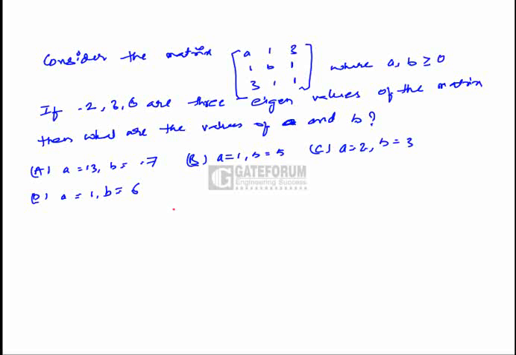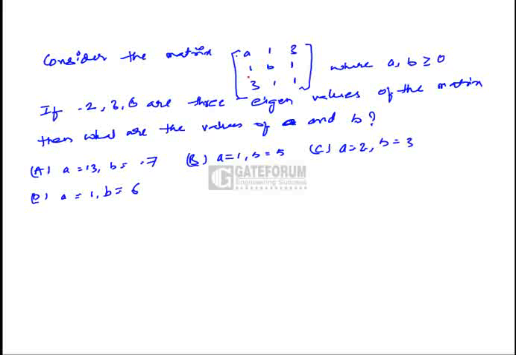Consider the matrix A 1 3, 1 B 1, 3 1 1, where A, B ≥ 0. If -2, 3, 6 are three eigenvalues of the matrix, then what are the values of A and B? Here in this question, a 3 by 3 matrix is given along with the eigenvalues. Here we have to find terms A and B in the matrix.